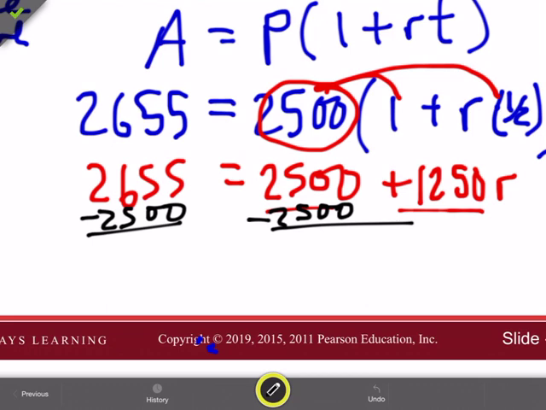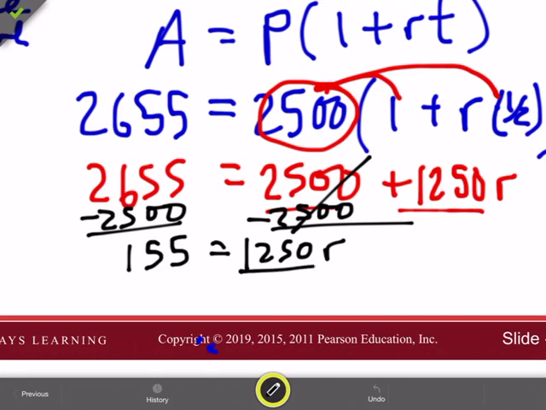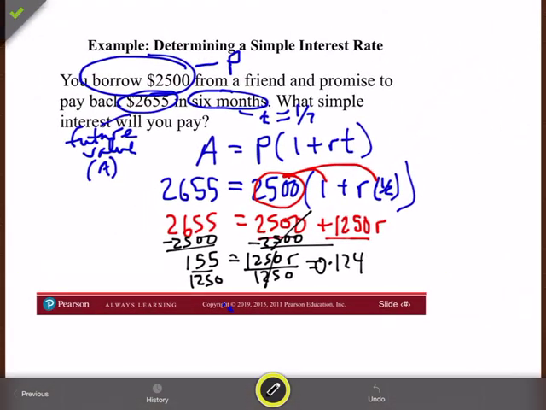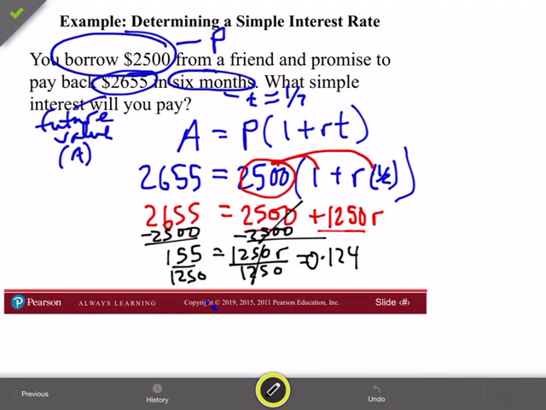And this should be review for us from previous classes. We're left with 1,250r. It's multiplying, so we will divide to get rid of it. And r equals 155 divided by 1,250, which in my calculator I get 0.124. So the rate is 0.124.